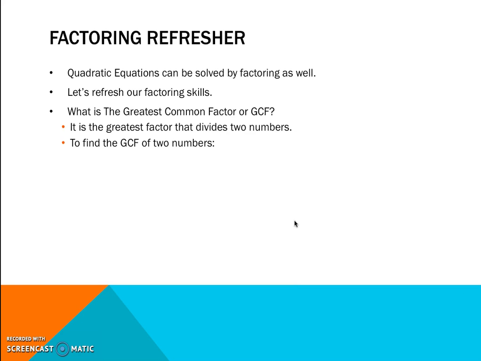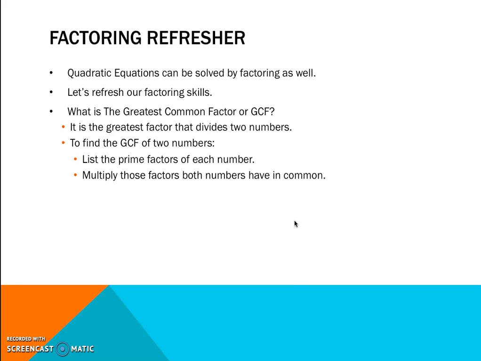To find the GCF of two numbers, list the prime factors of each number. Multiply the factors that they have in common. If there are no common prime factors, the GCF, or greatest common factor, is 1. Set 1, the greatest common factor.